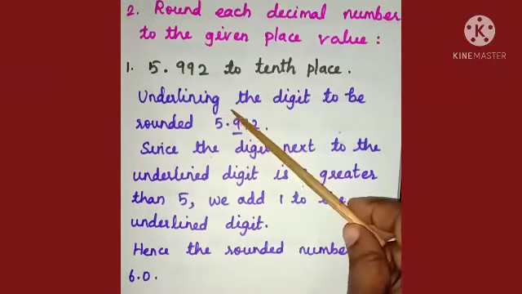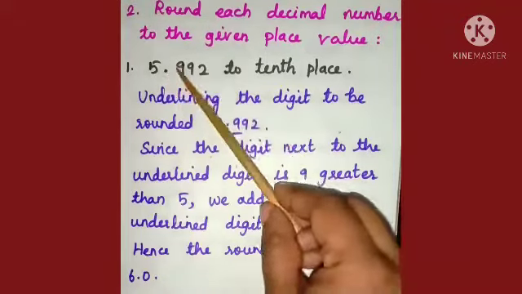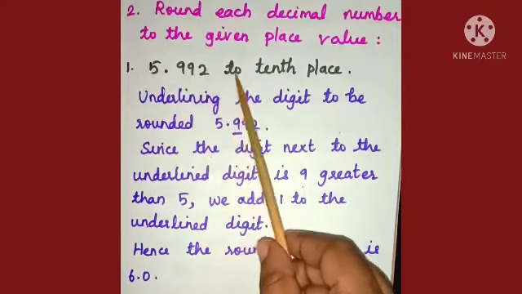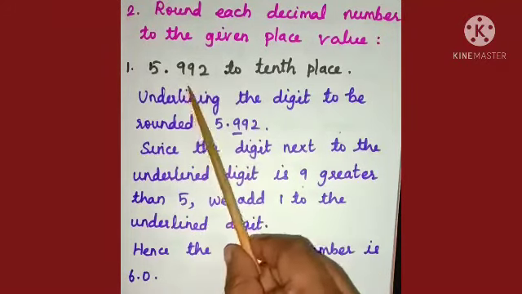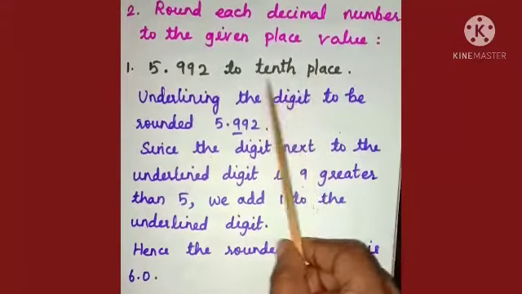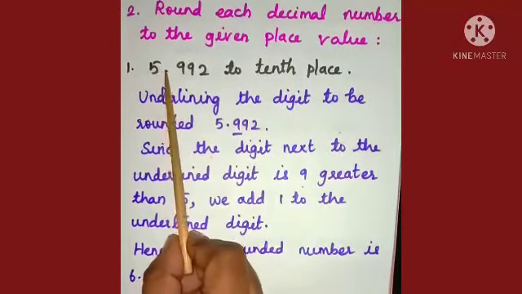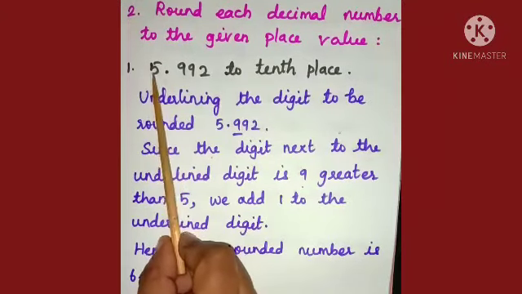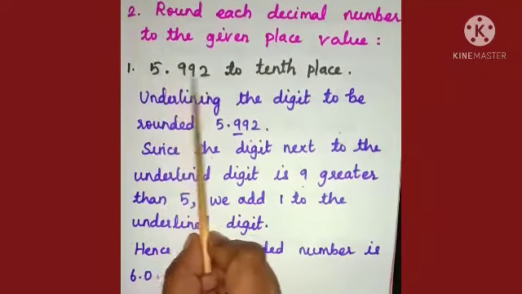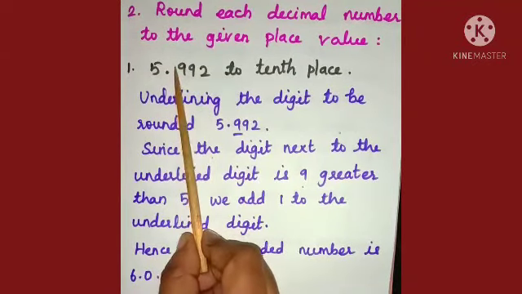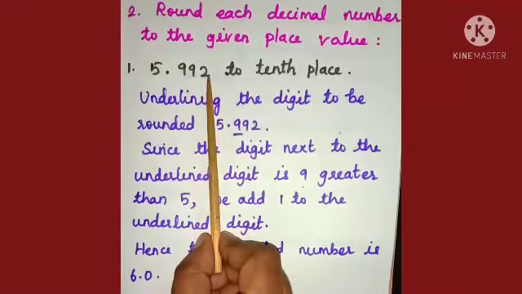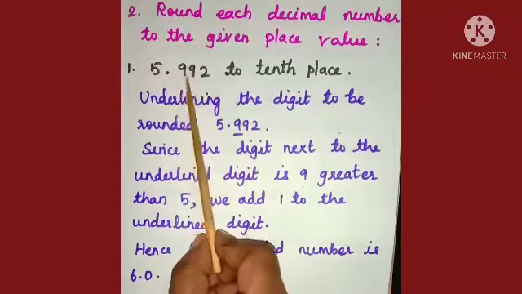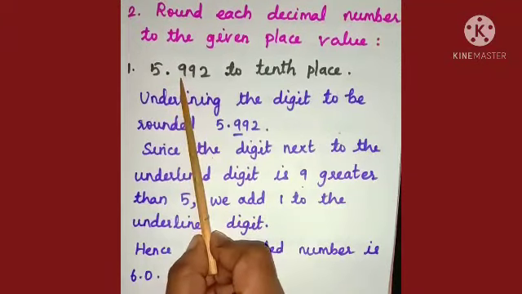So the same steps have to be followed. Here, first see the decimal number 5.992, and we are going to round off the decimal number to the 10th place. Here we know that this is a decimal point, and the part before the decimal point is the whole part, and the part after the decimal point is said to be the fractional part or decimal part. Here 10th place represents the first digit after the decimal point, isn't it?